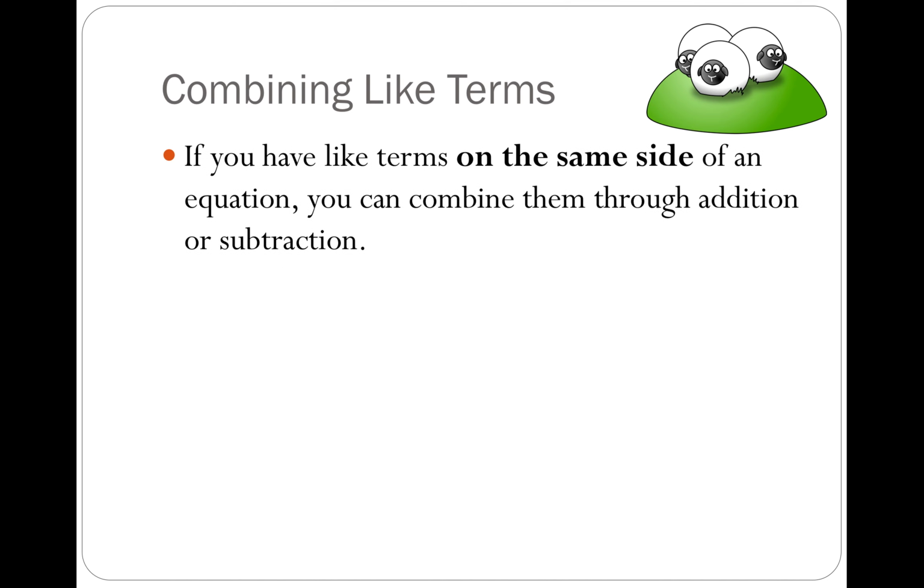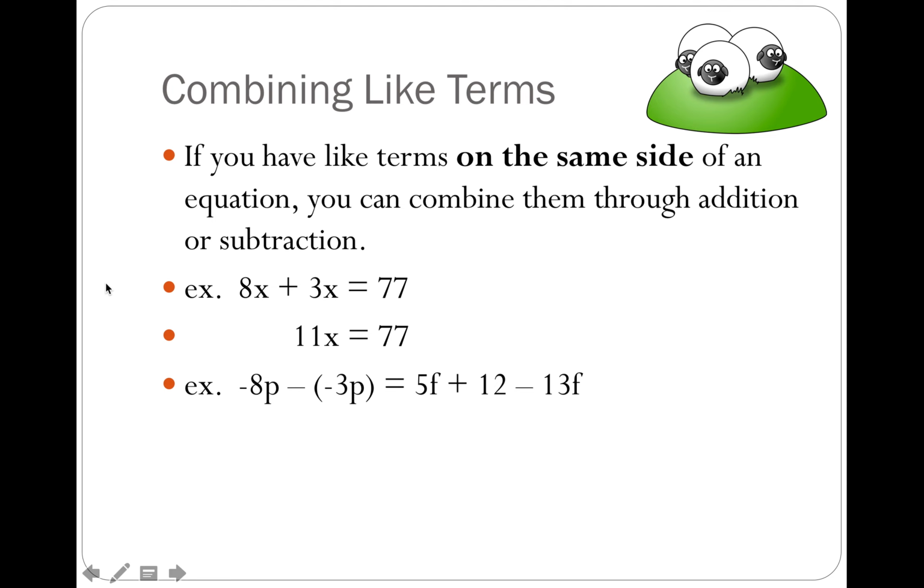If you have like terms that are on the same side of an equation, you can combine them through addition or subtraction. So 8x plus 3x equals 77. We can add 8 and 3 and get 11x. And then we can solve that equation.